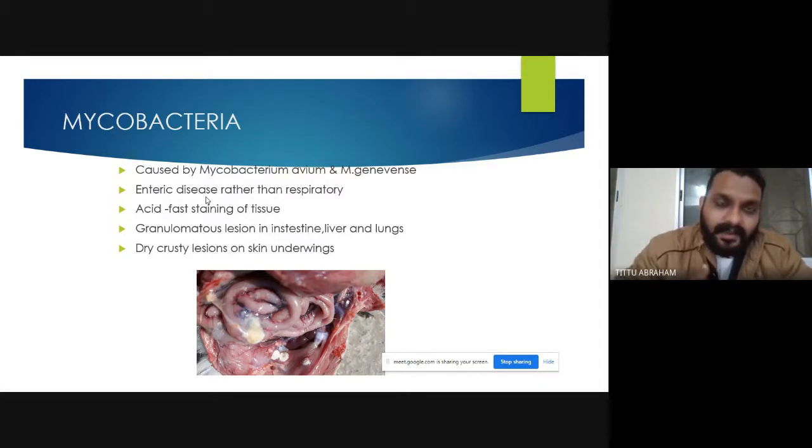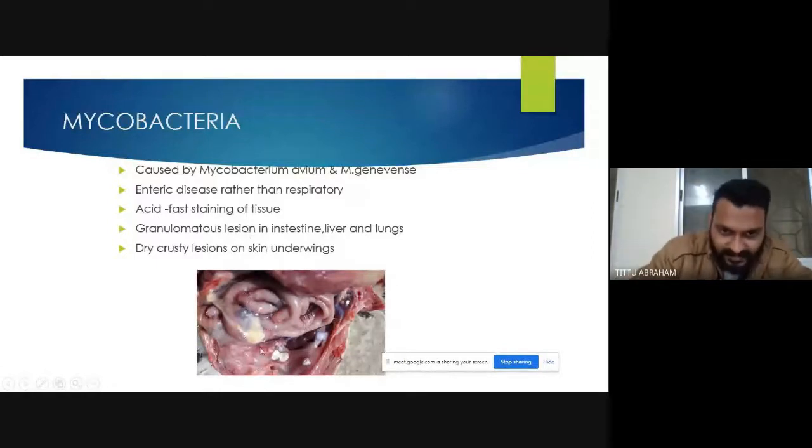The bird will be very lightweight. You can see that prominent keel bone. If a postmortem is done, or even endoscopy, it will be effective to see these granulomatous lesions. These white lesions you can see inside the intestine. That is called the granulomatous lesion. It can be seen in the intestine, liver, lungs, and so on.